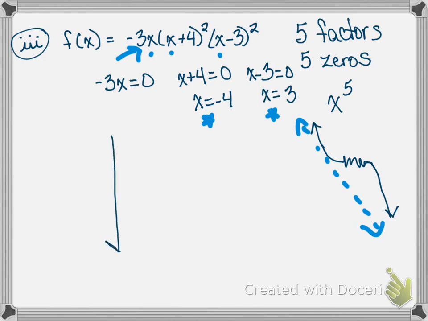Okay, so let's look at this. We know the end behavior of our graph. We have a 0 at 0, so that is also our y-intercept. Then I have a 0 at negative 4.